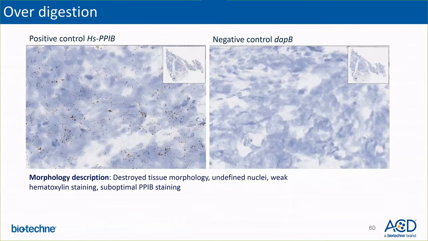You can see that the tissue morphology is intact and the hematoxylin staining is homogeneous throughout the sample. This slide is an example of when the sample is overdigested. As compared to the last slide, this data set shows tissues that have been overdigested, in which the nuclei are now undefined due to suboptimal tissue morphology, and the PPIB staining is slightly weaker than expected.